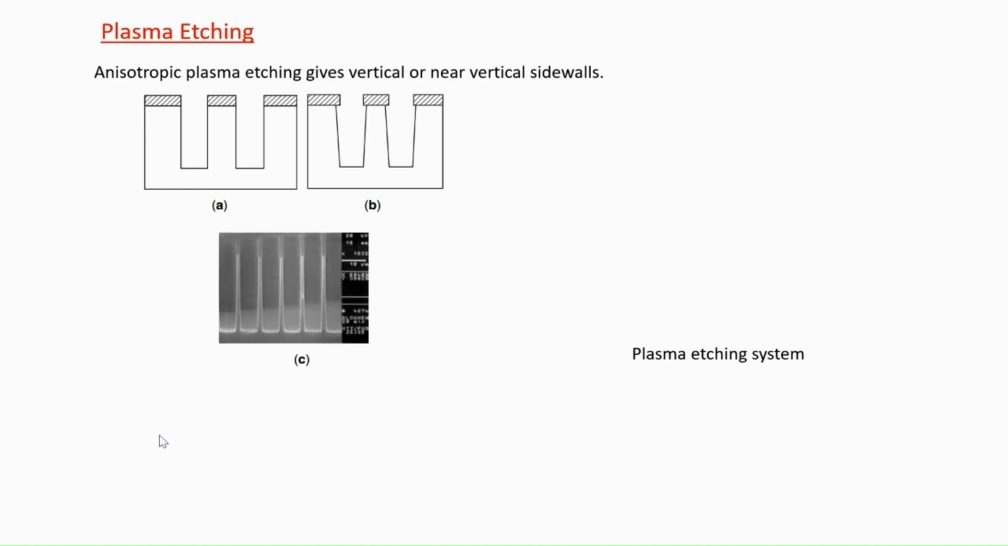The second is plasma etching. Anisotropic plasma etching gives vertical or nearly vertical side walls. That means you are using plasma. What is plasma? Plasma is the fourth state of matter, consisting of ions and electrons. What is causing the etching is the ions and the other reactants and gases in the chamber. I think the name just came because you have plasma in it.